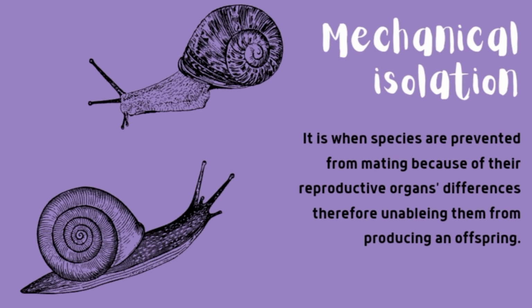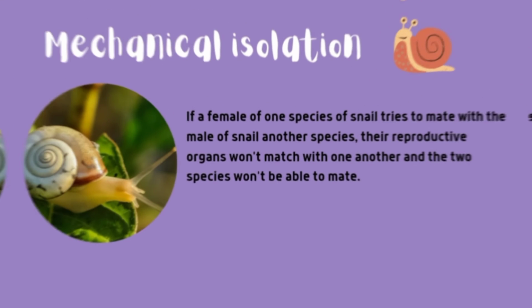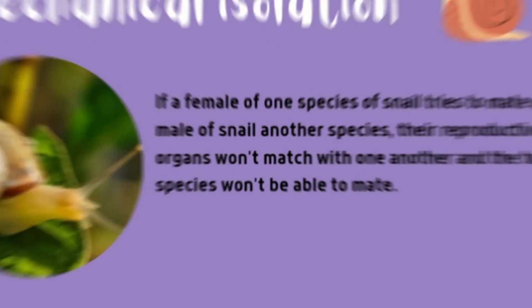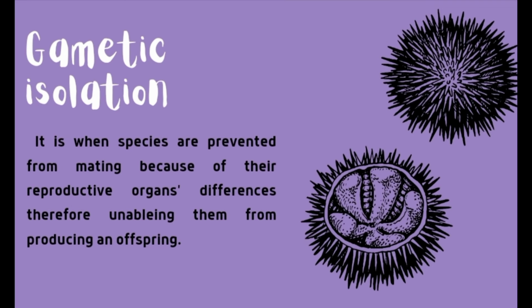The fourth barrier is mechanical isolation. It is when the species are prevented from mating because of their reproductive organs' differences, therefore preventing them from producing offspring. An example of this barrier is if a female of one species of snail tries to mate with the male snail of another species. Their reproductive organs won't match with one another and the two species won't be able to mate. For the last barrier, we have the gametic isolation.